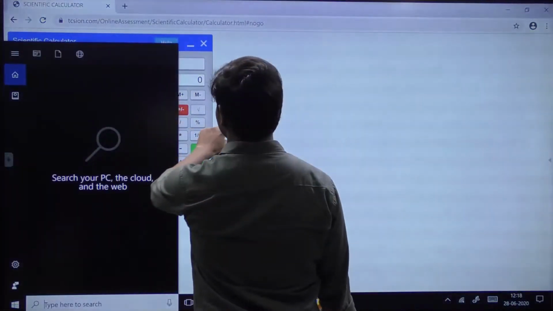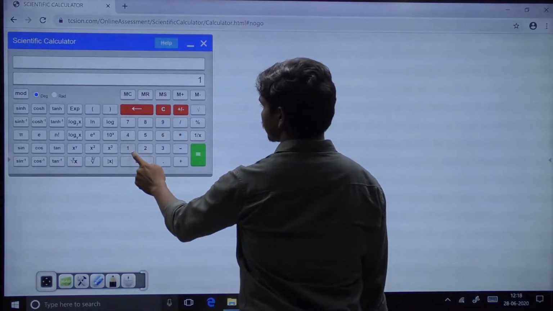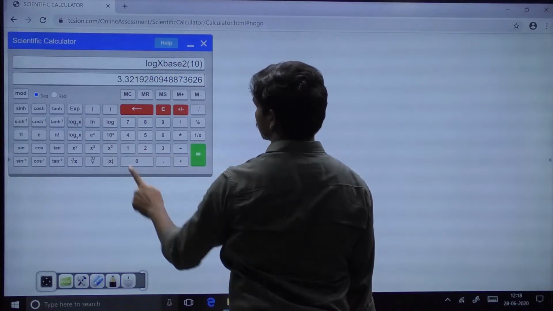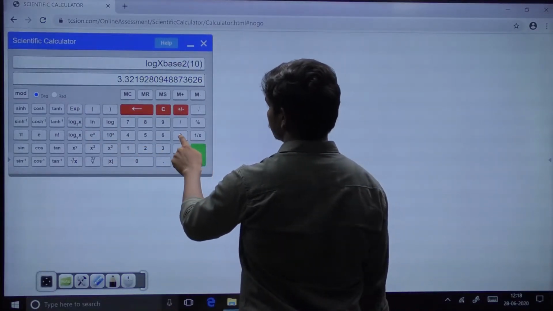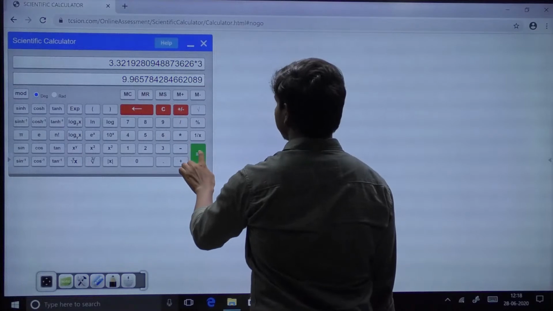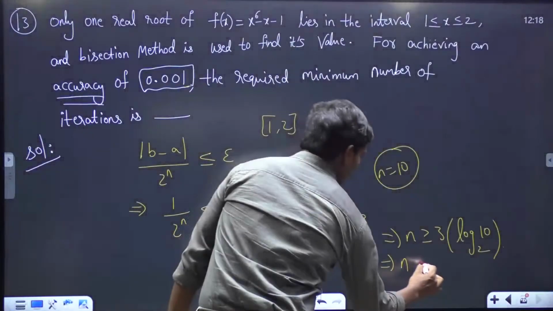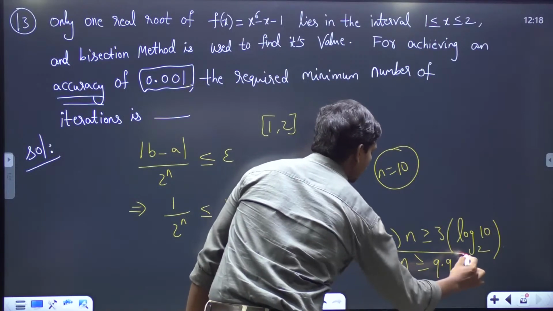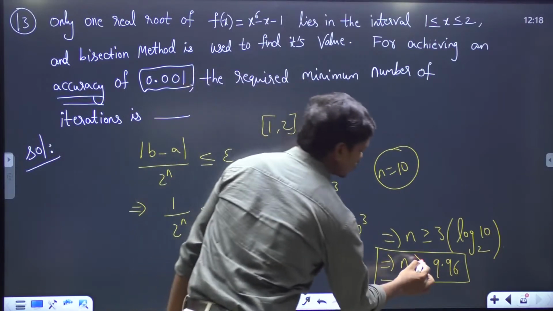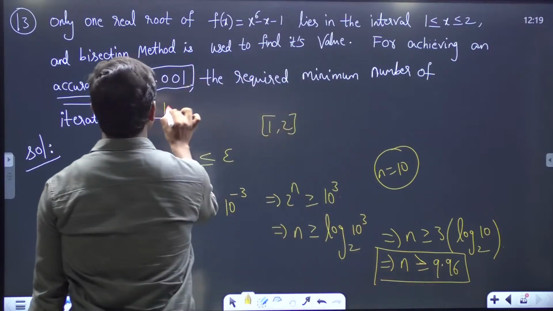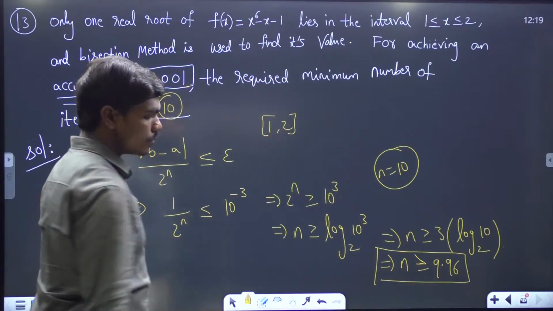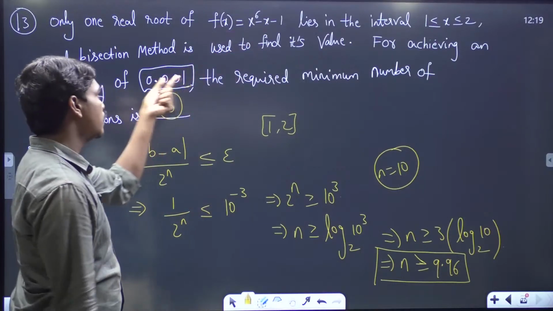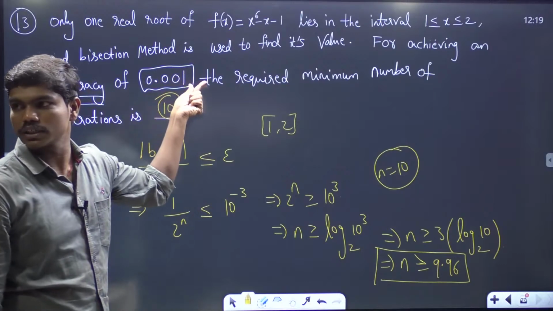So see here, log x to the base 2 is present here. If you click here, this is the value, into 3, 9.9657. So 9.96 means the minimum number of iterations that you need is 10 iterations. So minimum you need 10 iterations to have the accuracy of the root in the bisection method for this equation with that interval, to this accuracy, 0.001 accurate.